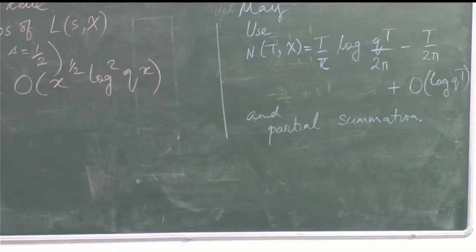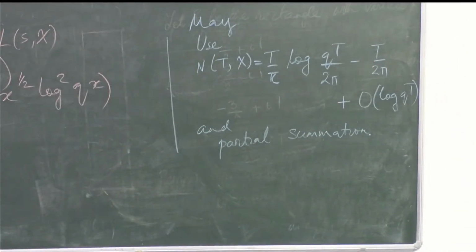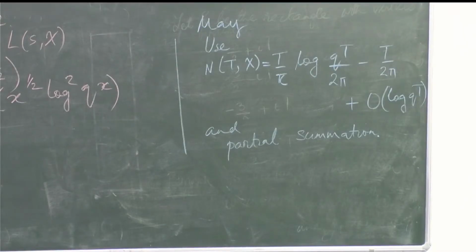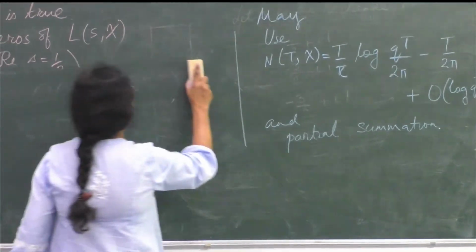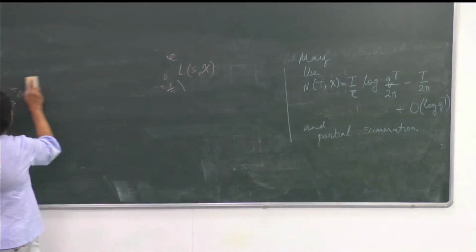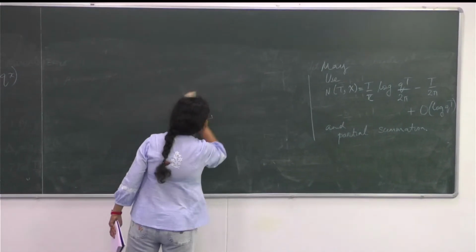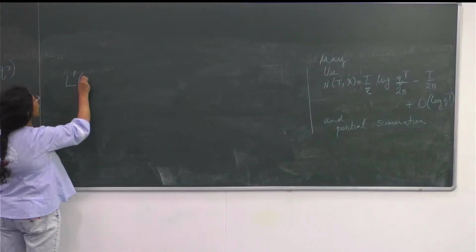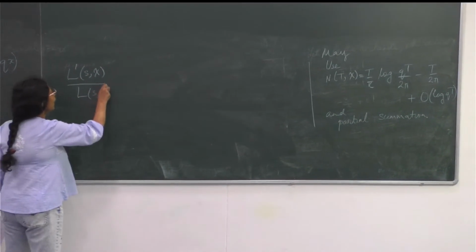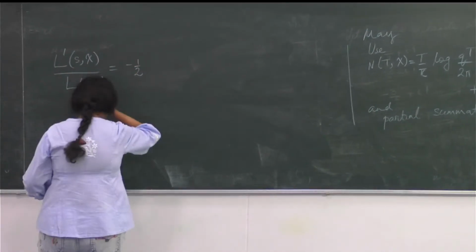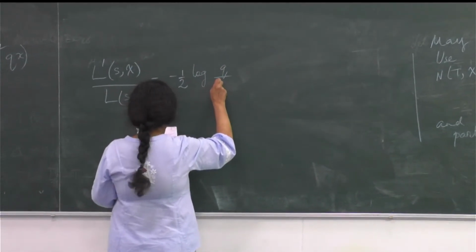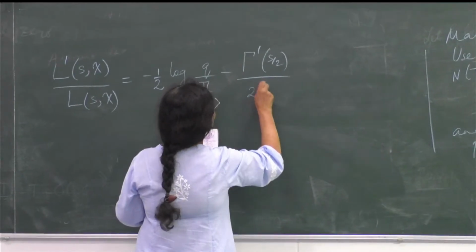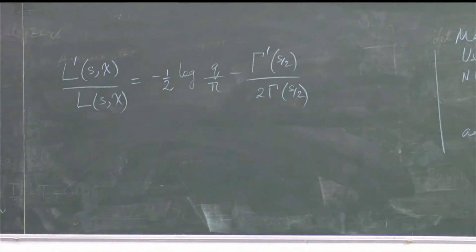Okay. Also, what you can use is something that we know, which we have seen in the previous courses, that L prime. What do we know here? L prime over L of chi. We've seen this several times. This is minus half log q by pi minus the relationship between gamma and, okay, this also you can use.